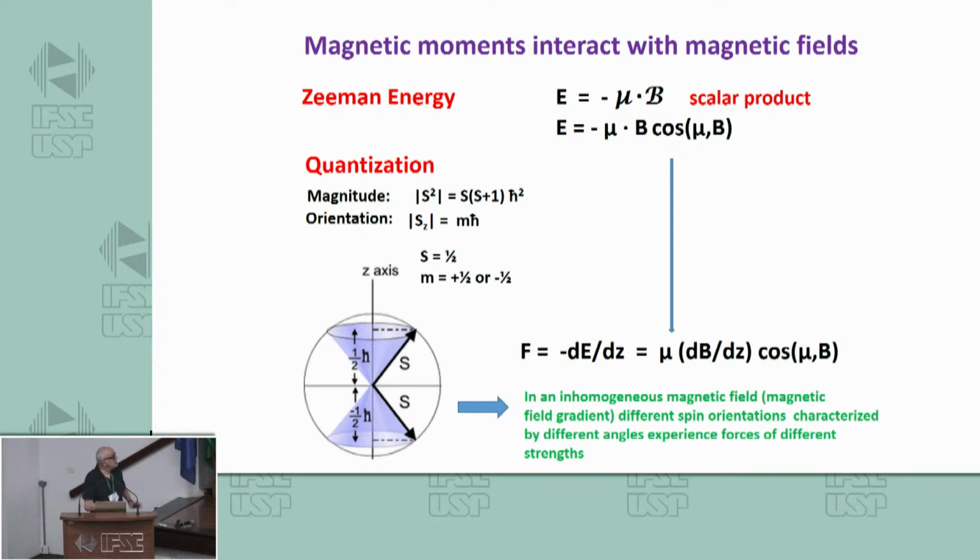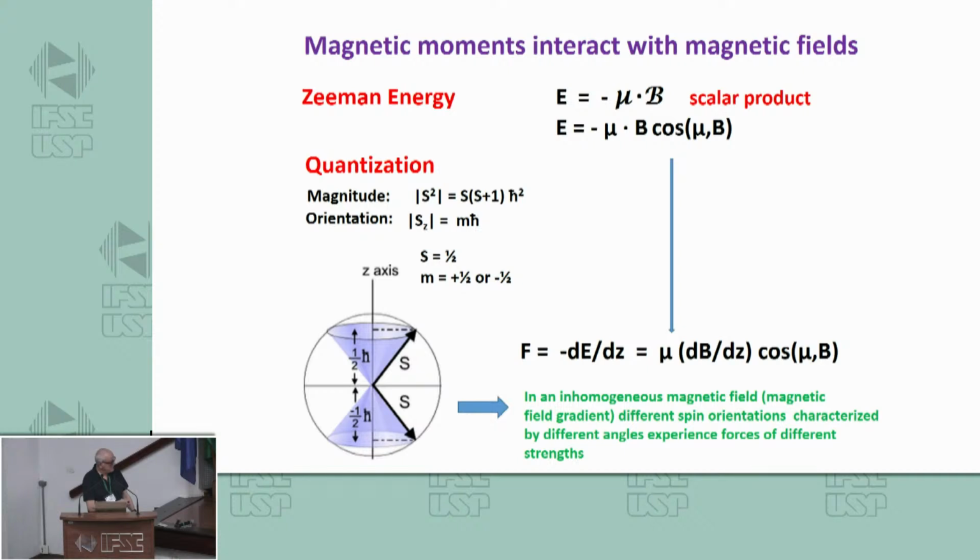So basically the prediction is, in an inhomogeneous magnetic field, the so-called magnetic field gradient, the different spin orientations that we see here, which have these two different angles, 54.7 degrees and 135.7 degrees, will have different forces acting in different directions. Because the cosine of 54.7 degrees is positive, the cosine of this angle here, 135 degrees, is negative.